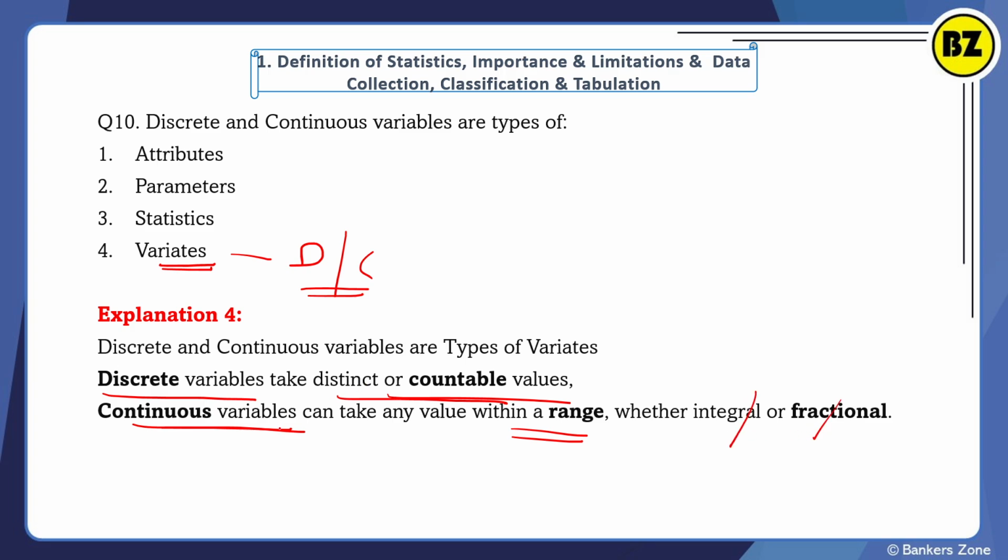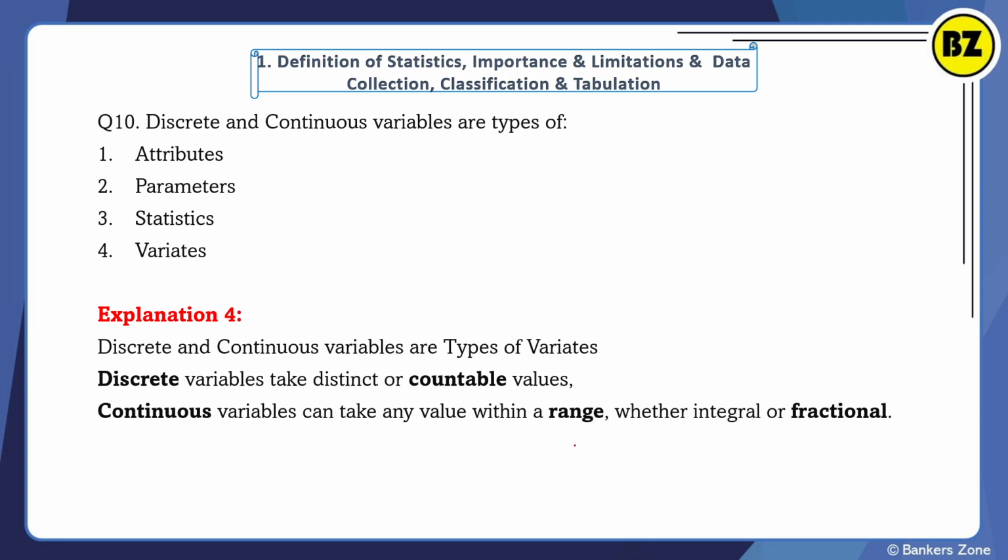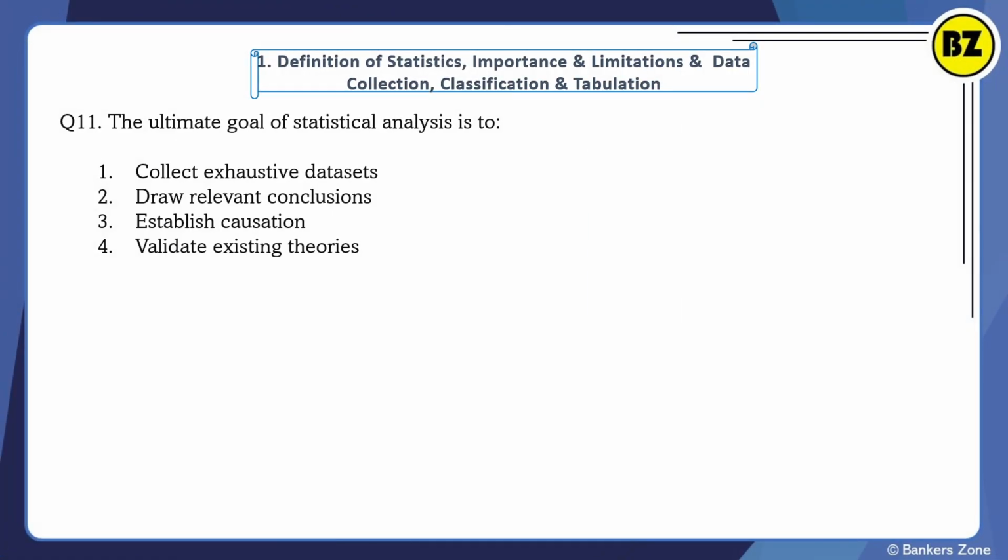For example, what is the general temperature? Temperature ranges from 0 degrees to a maximum of, say, 45 degrees in the summer, right? So this is a continuous variable giving some range, which can be fractional. Okay, very easy. Now see, what is the ultimate goal of a statistical analysis?